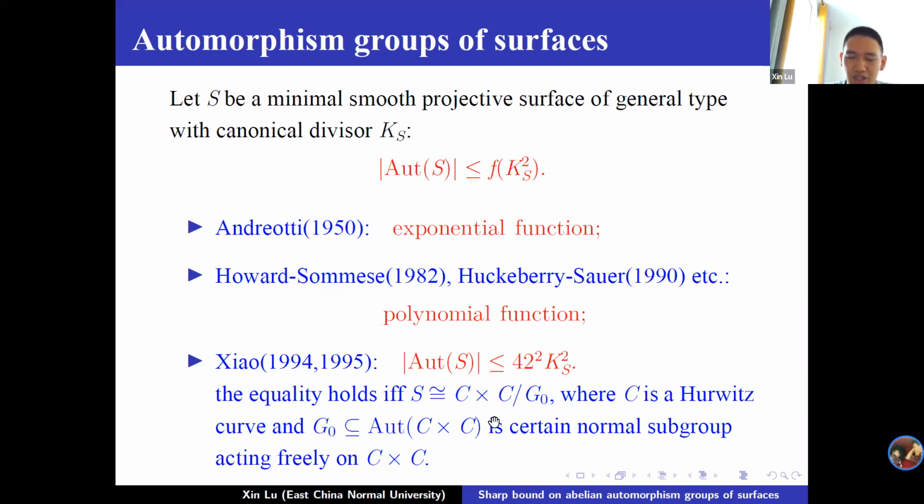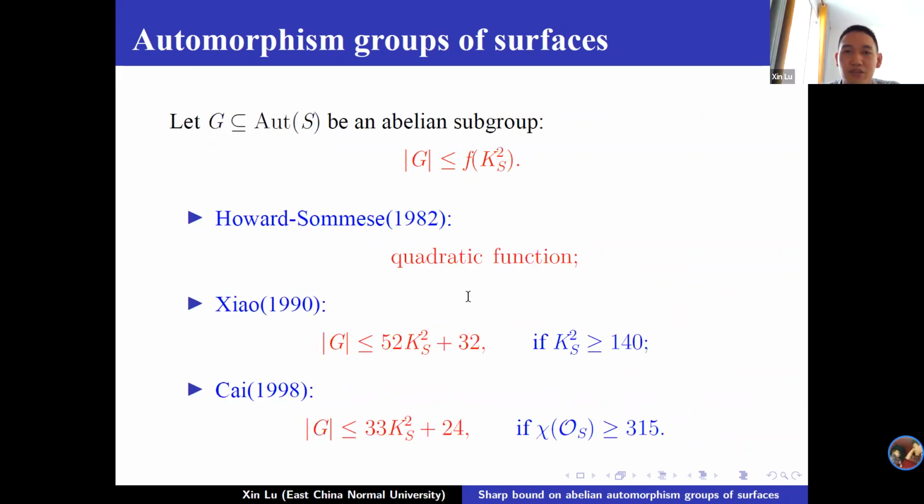And here G is some normal subgroup acting freely on C times C. So the surface S is almost C times C, but maybe there is some normal subgroup acting on this C times C. So the question for the total automorphism group is solved by Tan Xiao. Now we turn to the abelian subgroup.